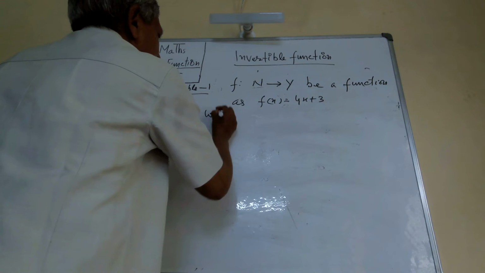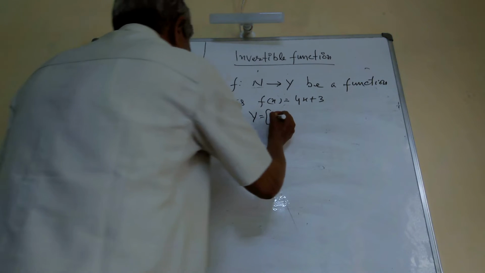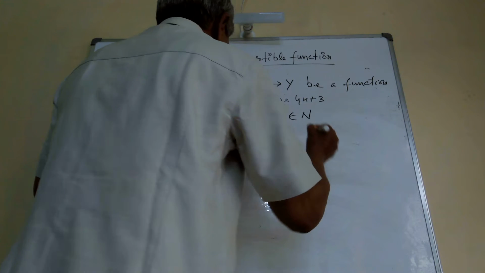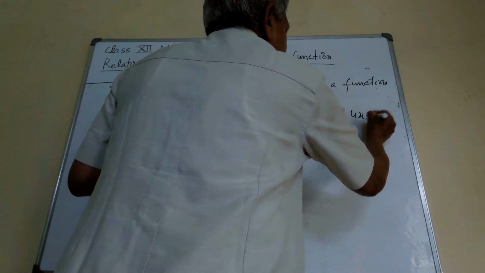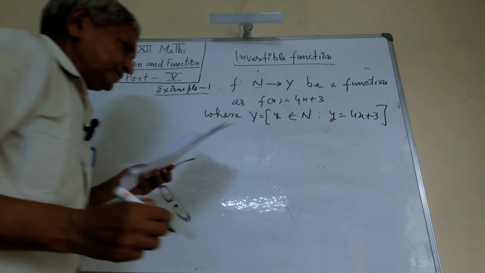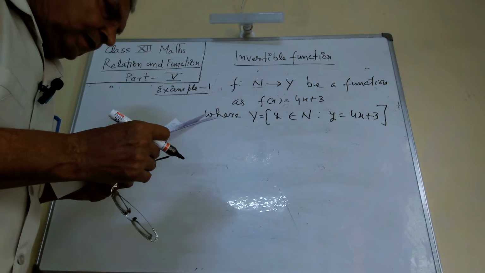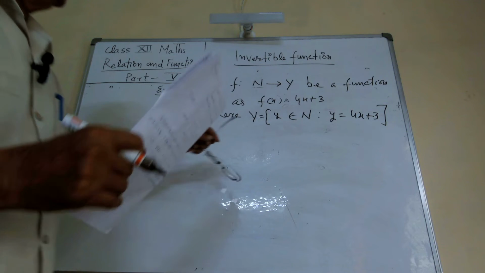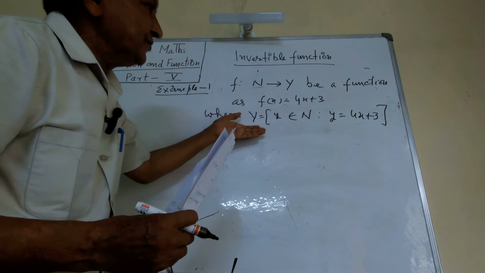where y belongs to Y such that y is equal to 4x plus 3, for x belongs to N. Show that f is an invertible function. This is the question. We have to prove this function is an invertible function.